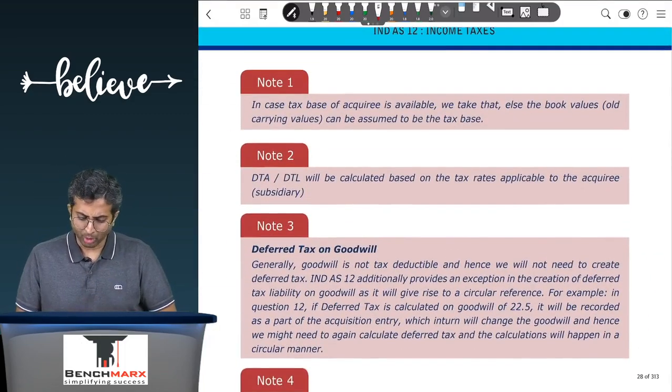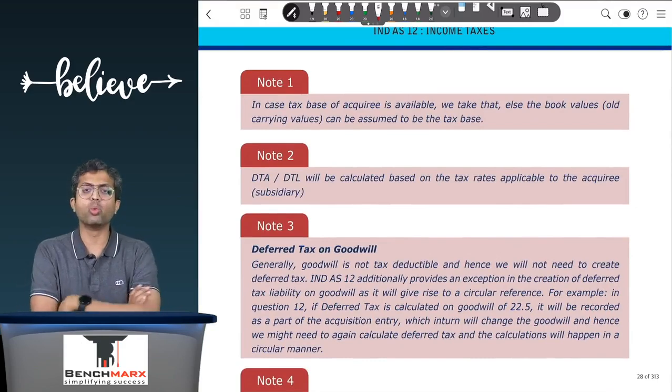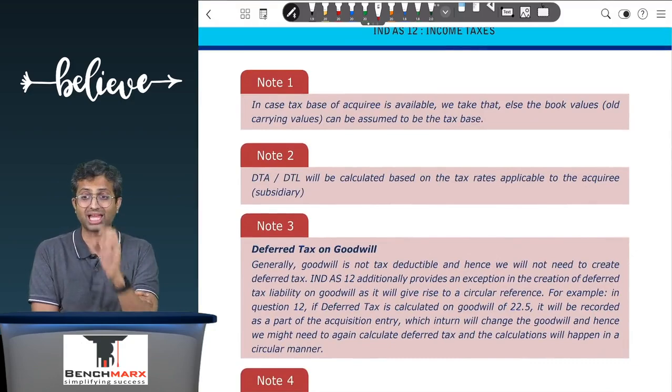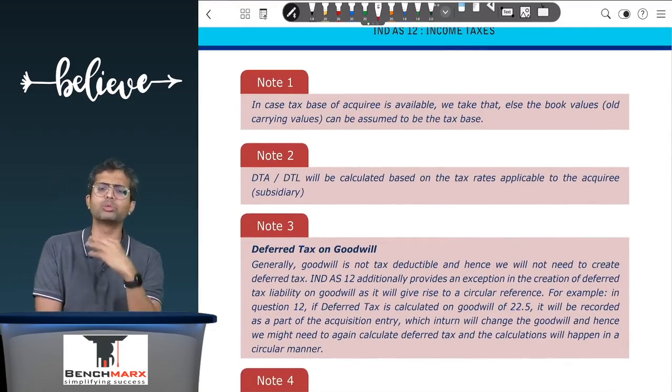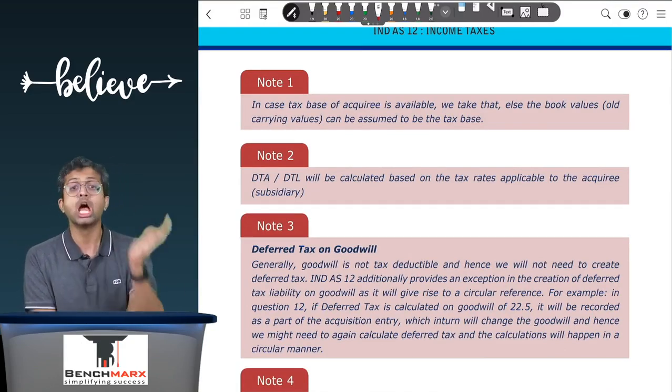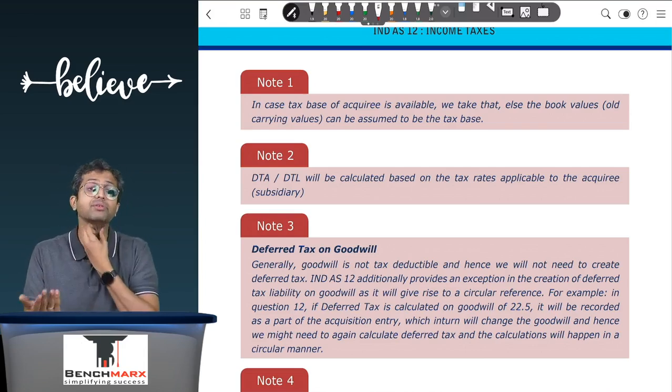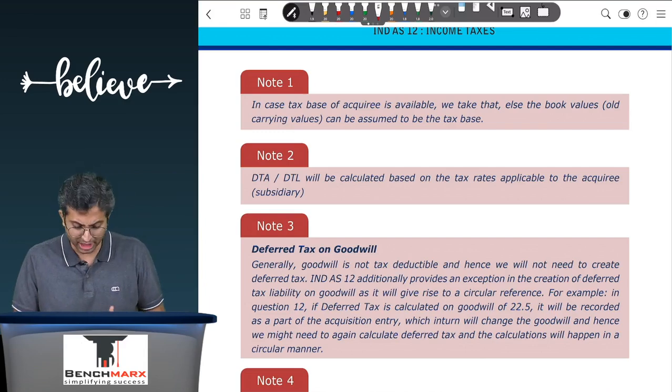Okay, a few important points over here: what should you take as the carrying value for these business combination questions? The carrying value will be the fair value. That is the value at which you record assets and liabilities as per Ind AS, whereas the tax base will usually be the old carrying value. However, if a separate tax base is given, you obviously take that.